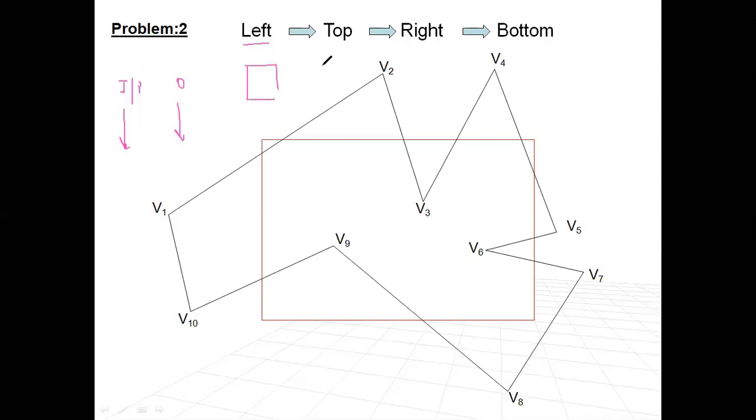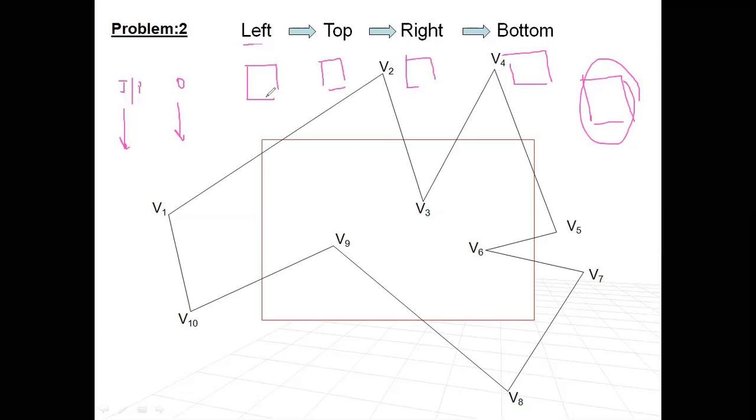Then it has to be passed to the top clipper, then the resultant has to be drawn, then passed to the right clipper, then the resultant has to be drawn, then the bottom clipper, then the resultant has to be drawn. So the final result you will show with the help of a figure after applying the algorithm.